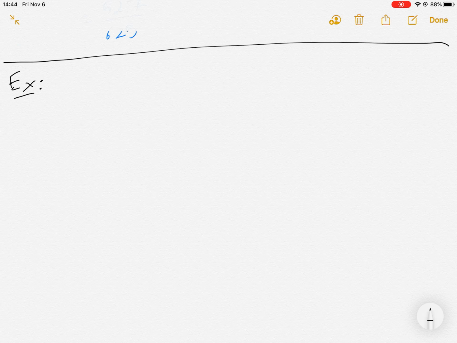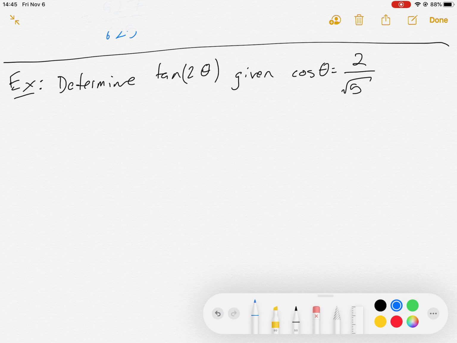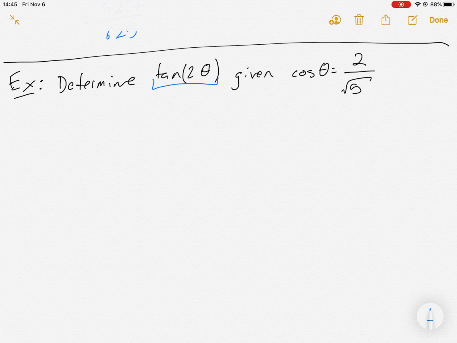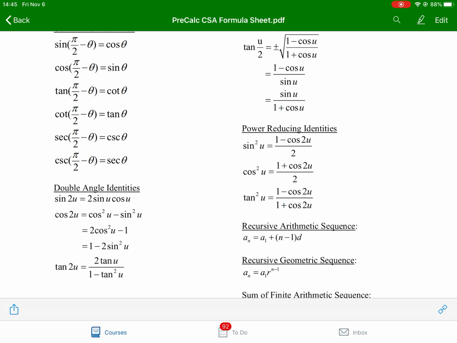Okay, so let's go ahead and determine the value of tangent of 2 theta, given that cosine of theta is 2 over the square root of 5. The first thing to do, pretty much every time in these problems, is to write down what the formula is. So there's the formula for tangent of 2 theta in the bottom left.